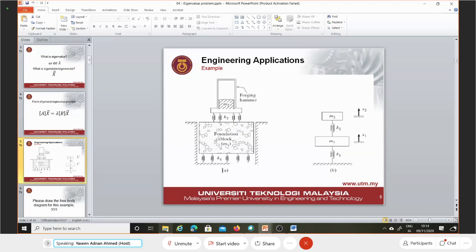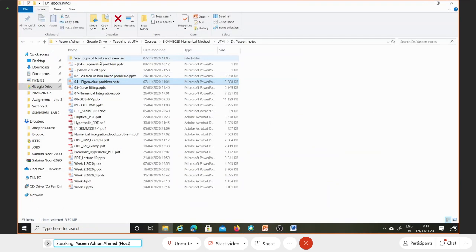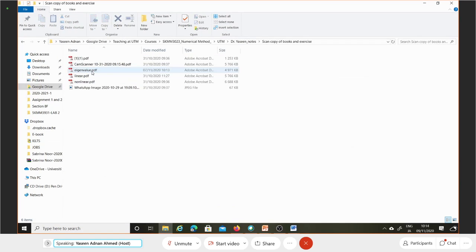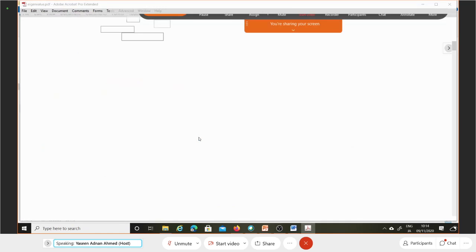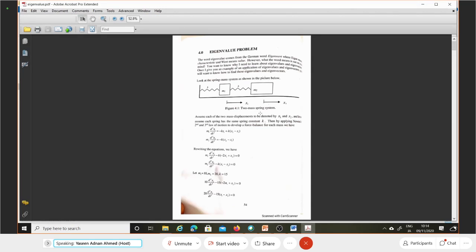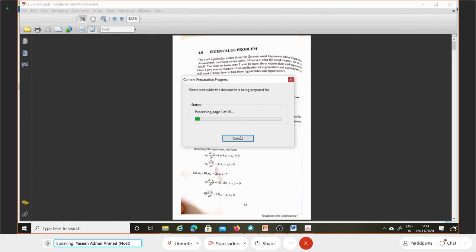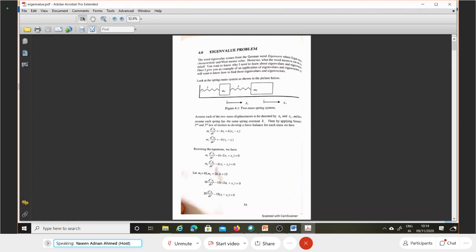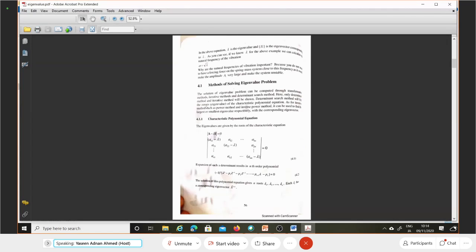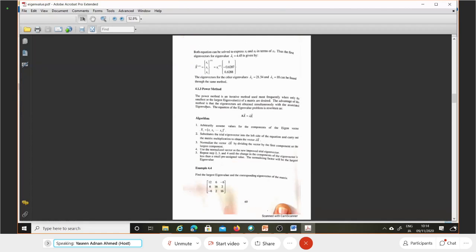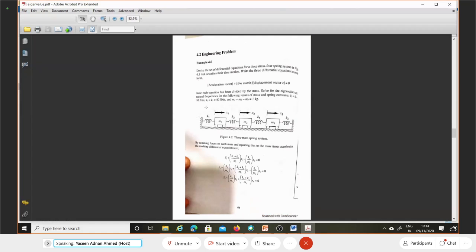So if you see here, there is a book. I already passed the scan copy of the book to you. So this could be like this: two springs, and then two masses, and one spring is connected here. It could also be like this: three springs, four springs, three masses, both connected at both ends.